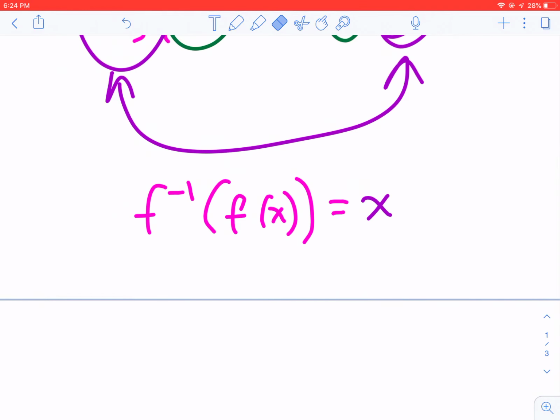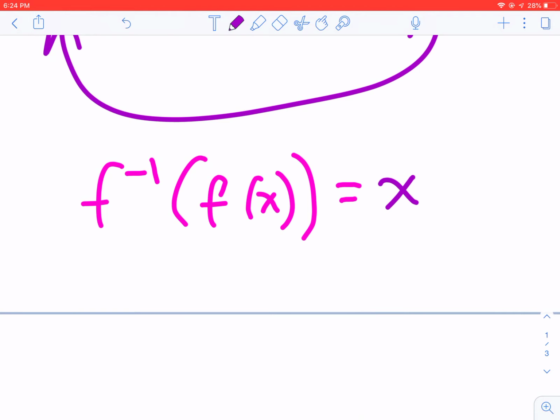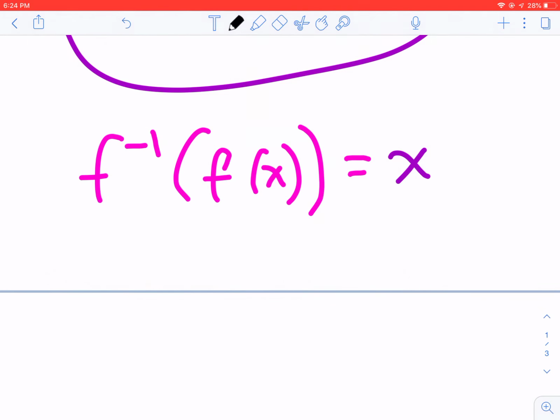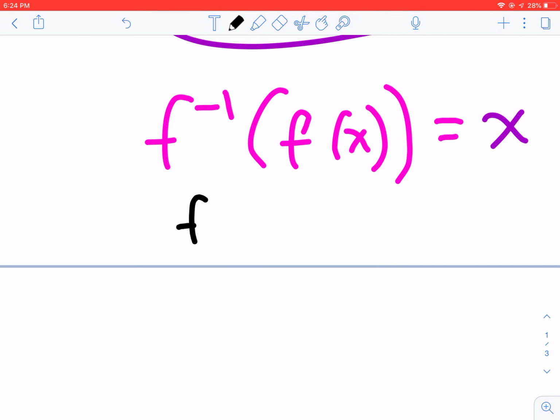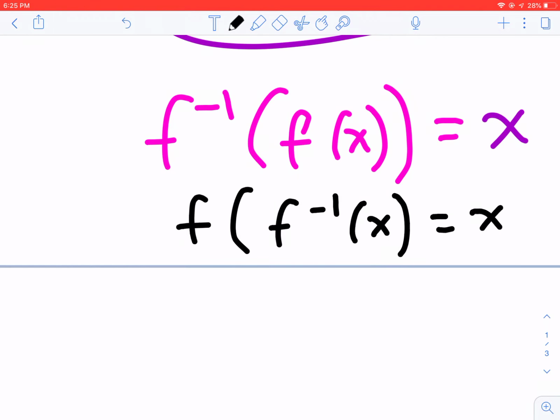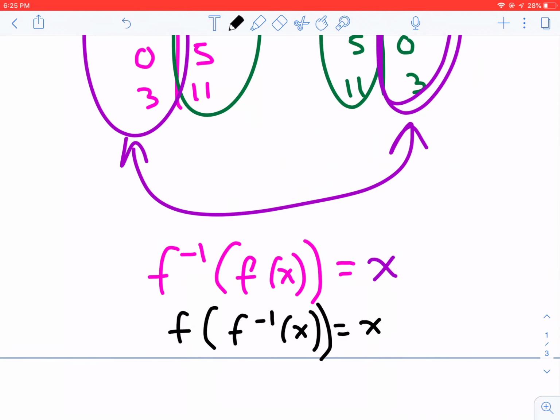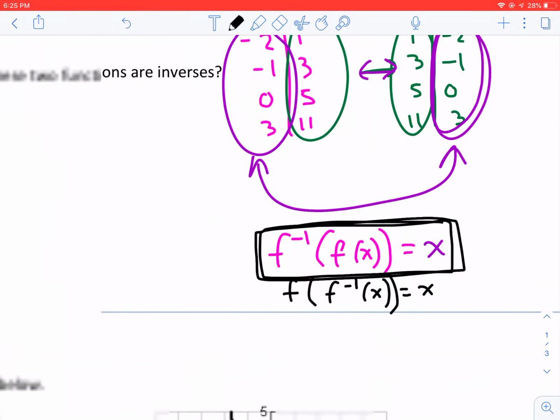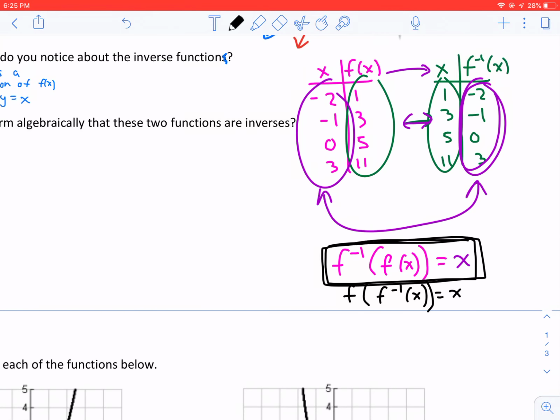So anytime you compose an inverse function with its original function, you get out x. It's just going to equal x. And this will work the other way around as well. You can do f of the inverse function, and that is also going to equal x. For the same reason, we're just going to go in reverse. Alright, so I'm hoping this makes sense, because this is actually another way we're going to algebraically confirm that these two functions are inverses.